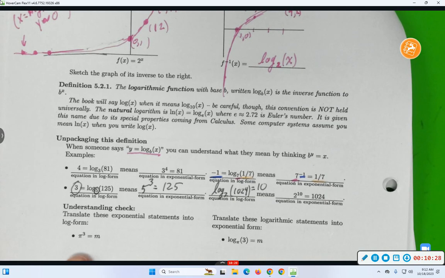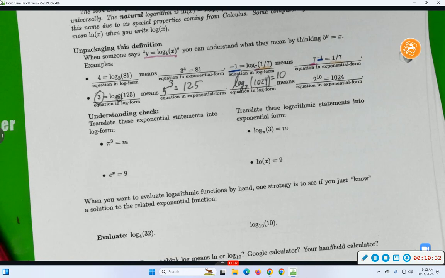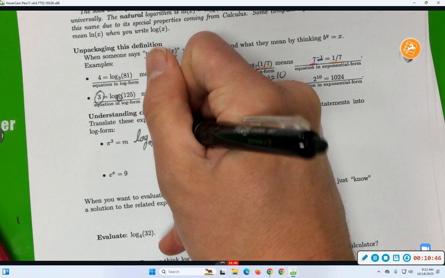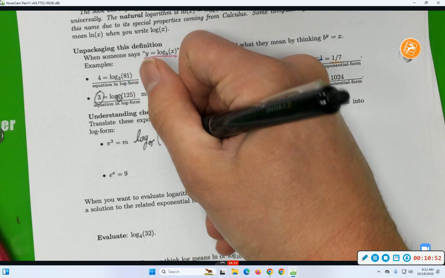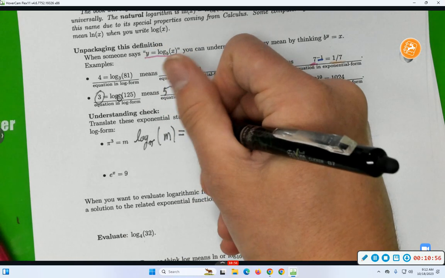Pi cubed equals m. What does that become if you put it in logarithmic form? So I guess the first question, what's the base? Pi. Because pi is the base in that exponent. Log base pi. What's the thing in the parentheses? m equals 3, the thing in the exponent on the other side.